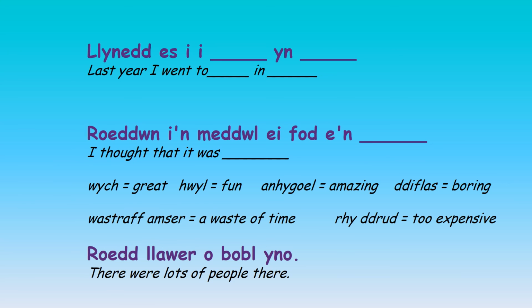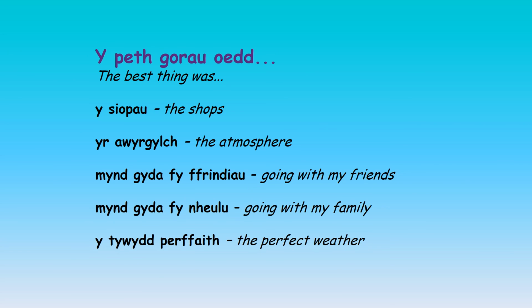You can then give your opinion. Roeddwn i'n meddwl ei fod e'n anhygoel. I thought that it was amazing. Where the yellow box is shown here, you need to put an adjective. You could either use one of the adjectives below or an adjective you have included on your mind map. Roedd llawer o bobl yno. There were lots of people there. Y peth gorau oedd, the best thing was.